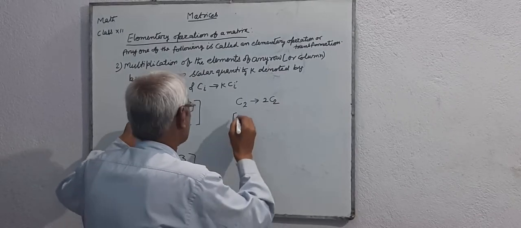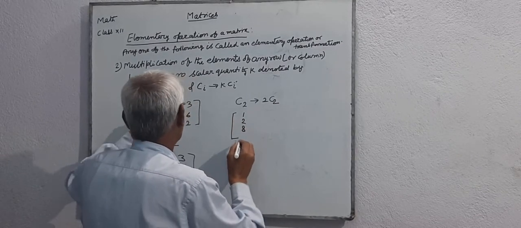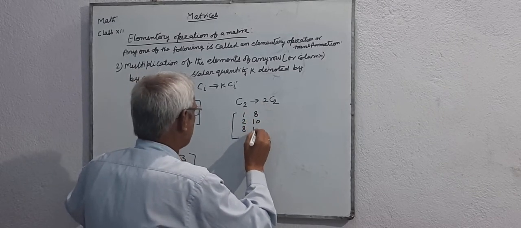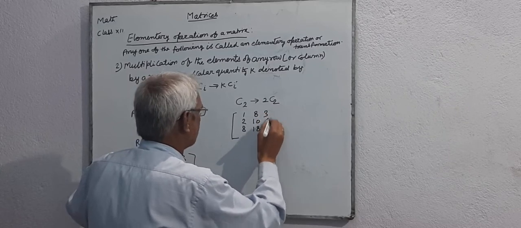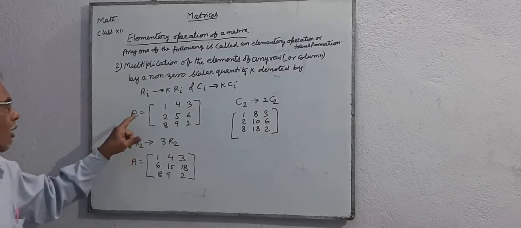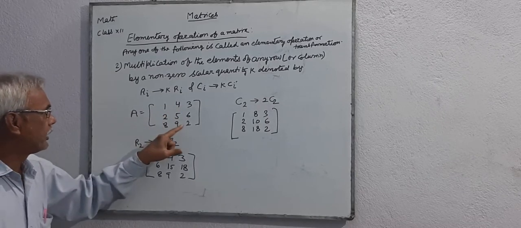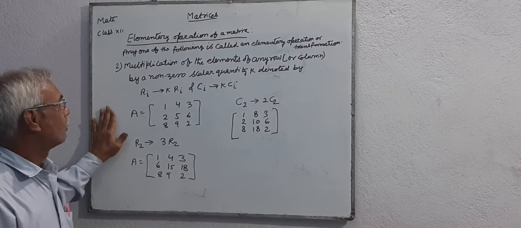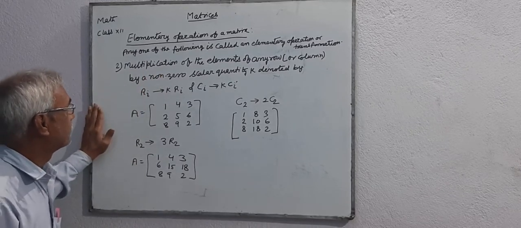Similarly, in column, C2 is multiplied by 2. That means 1, 2, 8, C2 second column multiplied by 2 gives 8, 10, 18, 3, 6, 2. Here any row or any column multiplied by any non-zero constant is the second rule of the elementary transformation method.